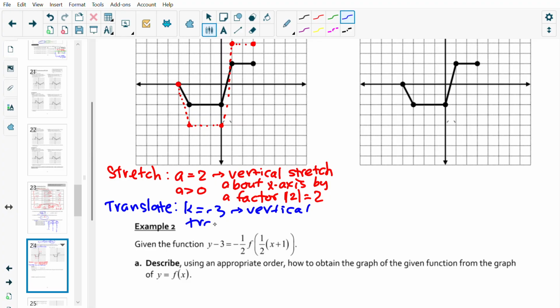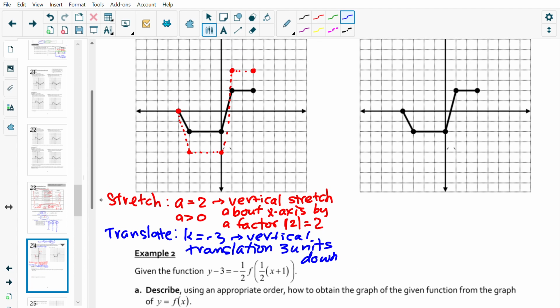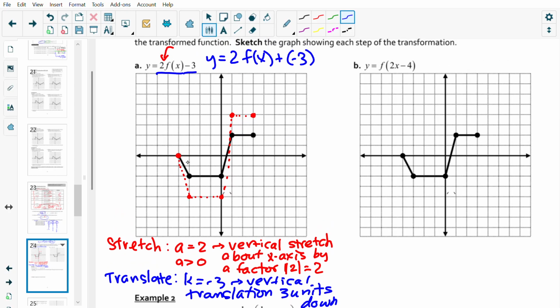This is a vertical translation 3 units down. Okay, so take our graph with the red dotted line. We're going to translate everything 3 units down. So 1, 2, 3, 1, 2, 3, 1, 2, 3, 1, 2, 3, 1, 2, 3. Okay, and then this time solid line because this is the final transformed function. All right, there you go.